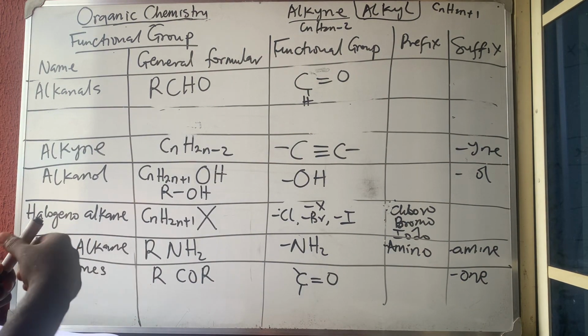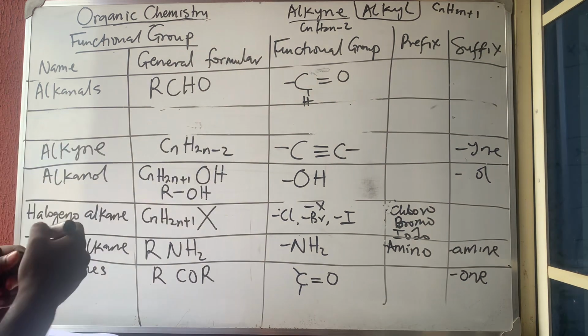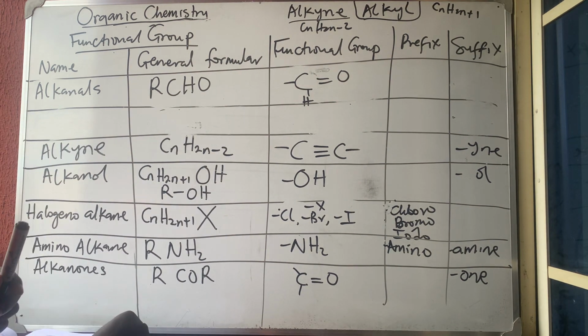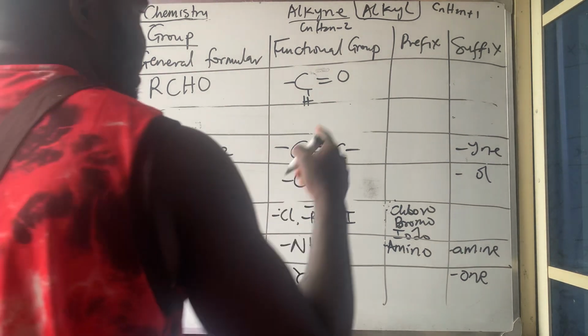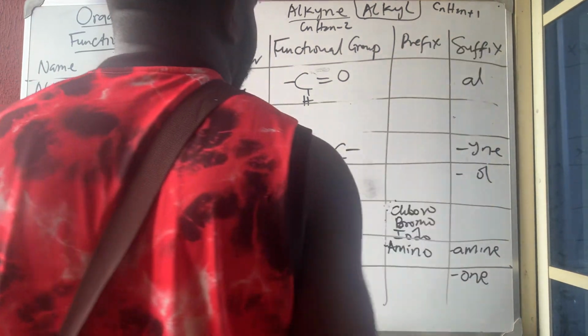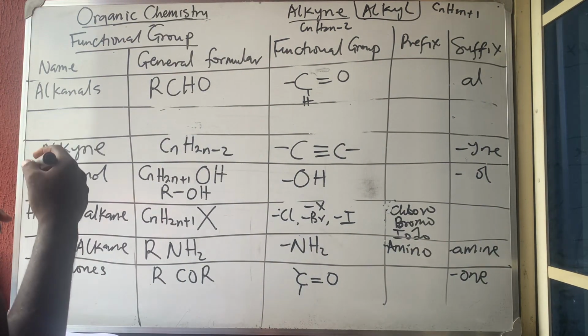C double bond O, then one bond H, then any other thing can be here to complete it. We use them as the suffix "al". That is alkanal. We use them as "al".